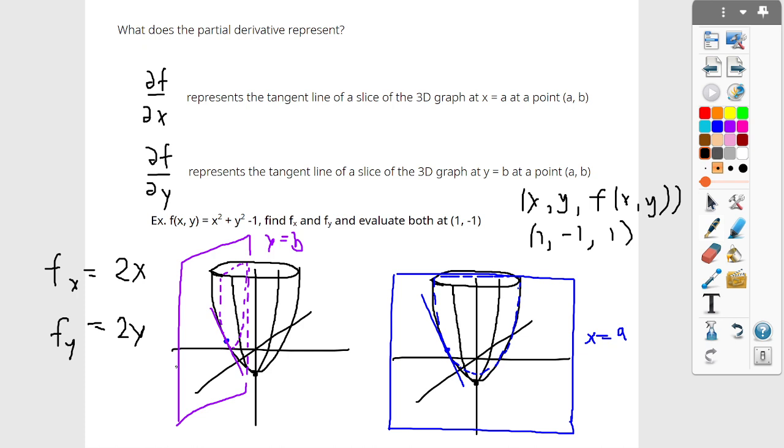Now what is f sub x at 1, negative 1? Well, it doesn't depend on the y, it just depends on the x, so that's 2, right? So that's evident in this plane right here. Or wait, yeah, this is a y equals b plane.